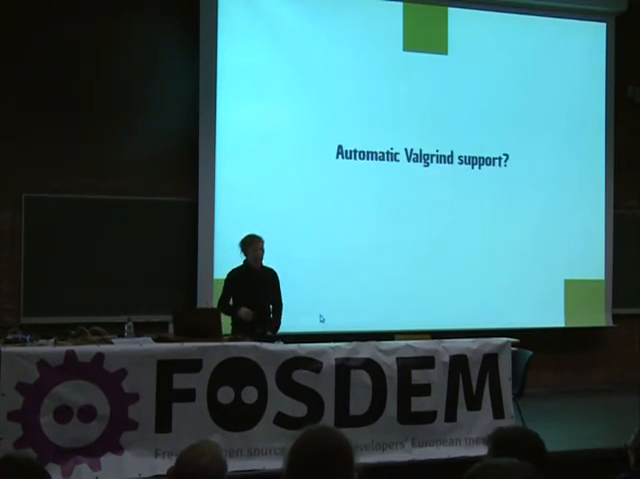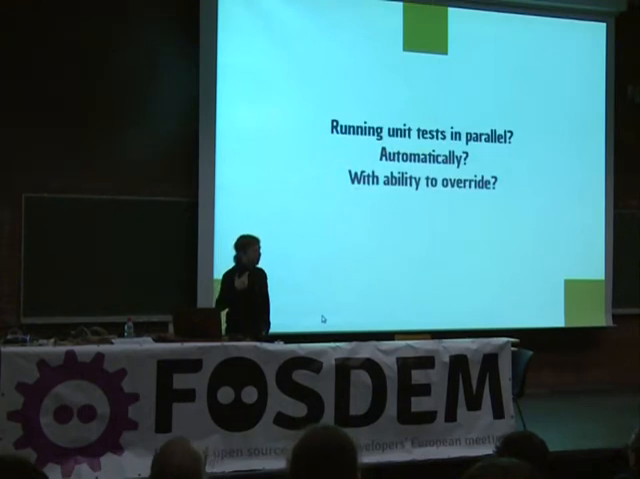Automatic Valgrind support, so if you have Valgrind installed, Meson will generate a test-Valgrind target, which will run stuff under Valgrind. Now, Valgrind is a bit slow, so wouldn't it be nice if you could run your unit tests in parallel? Well, you can. It actually happens automatically. And if you have tests which need to be run on their own, you can just tell them that this is a test that needs to run on its own, and then it's run on its own.